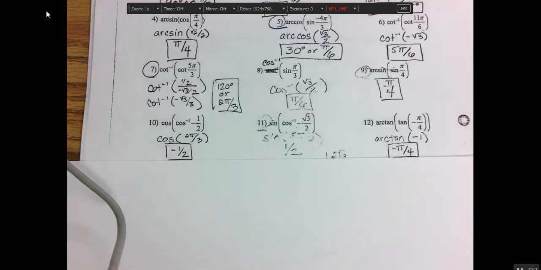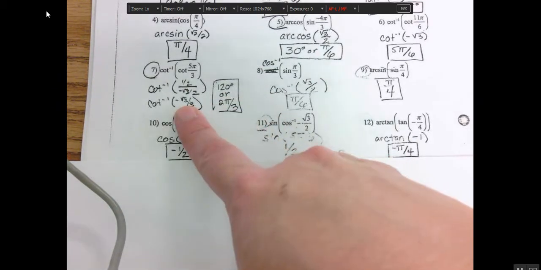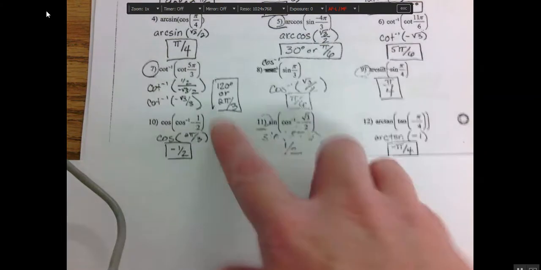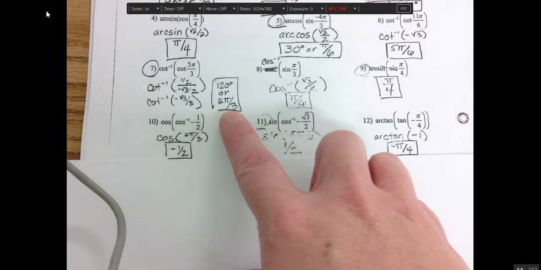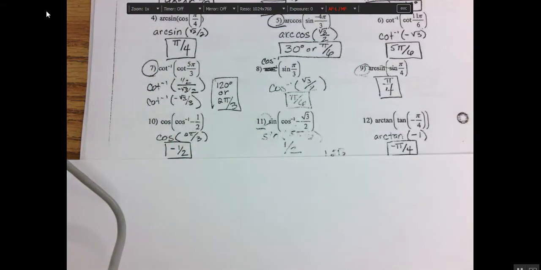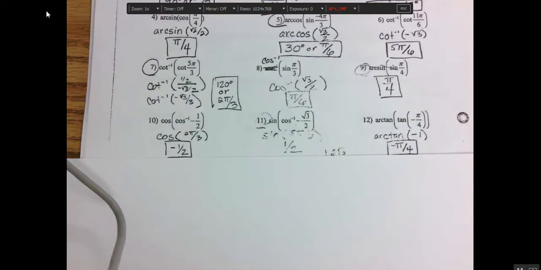Okay, so for 7, you found the cotangent of 5 pi over 3, and it was negative root 3 over 3. And then for inverse cotangent, your answer has to be between 0 and pi, so you had to choose 2 pi over 3. Now notice, cotangent and inverse cotangent, you think they might cancel out, but the problem is that this angle is not between 0 and pi, but your answer will be in the same family. It'll still be in the pi over 3 family. So it's kind of easy to take that shortcut if you're sure you know what you're doing.